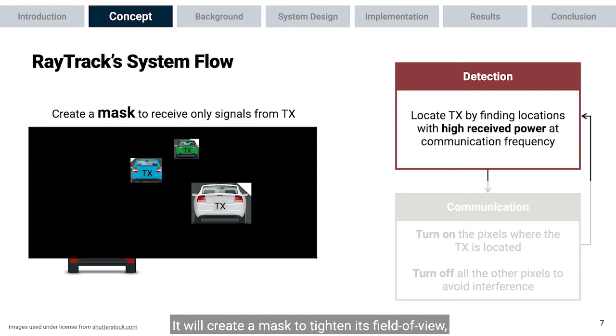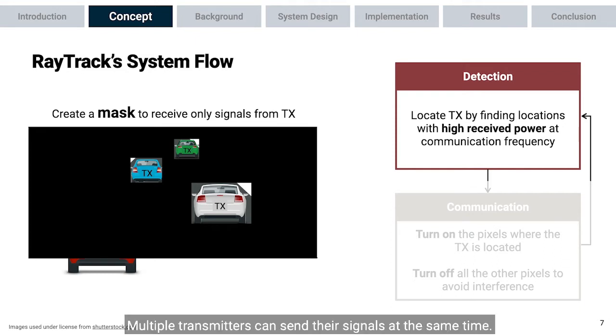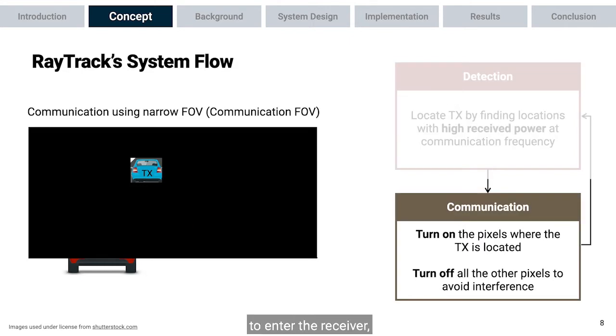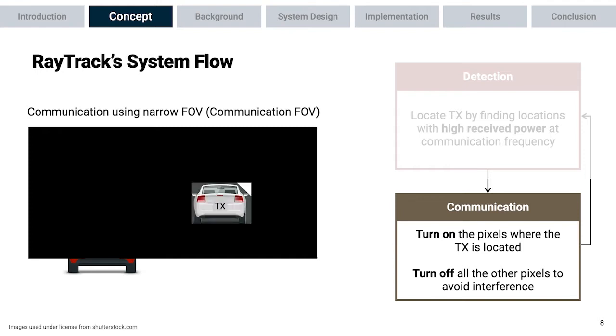It will create a mask to tighten its field of view so only light from intended transmitters is allowed to enter the receiver. Multiple transmitters can send their signals at the same time. In this case, RayTrack takes turns to only allow signal from one of the transmitters to enter the receiver, and does this in a round-robin and time division manner.